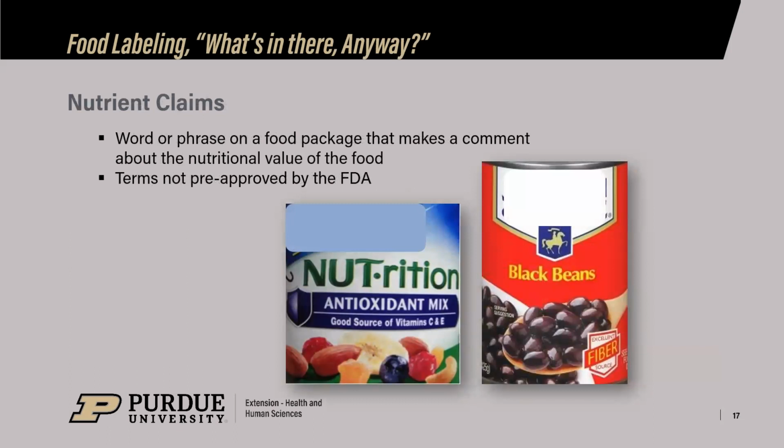So there are various terms that have been used to describe nutrients that are in food. One of them is nutrition claims. So there's a word or a phrase on a package that makes a comment about the nutritional value of the food. These claims are not regulated by the FDA, so they're not pre-approved by the FDA. And so similarly, that means that the food company will have to do their own research to make sure that the information is accurate. And these phrases are often used as marketing strategies. So if you want to really know what the nutritional value of the food you're buying is, always, always, always flip back to the food label and read what's on there for yourselves.